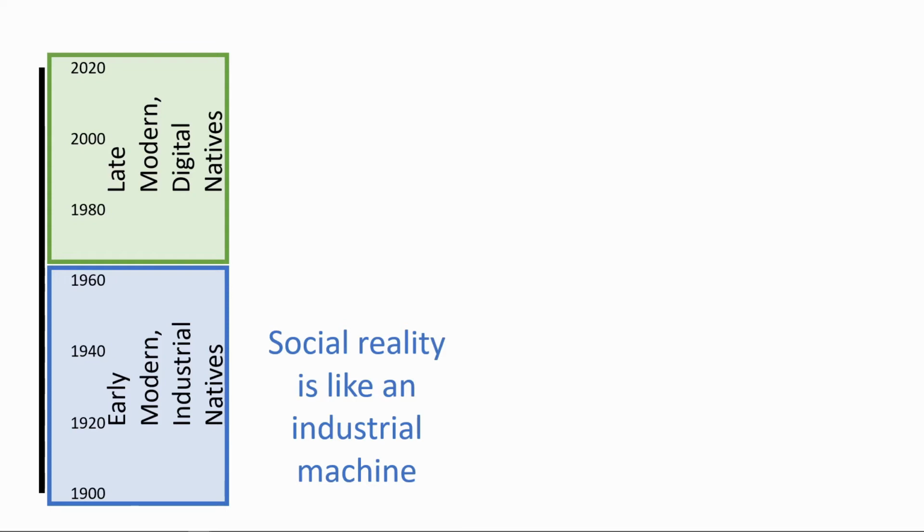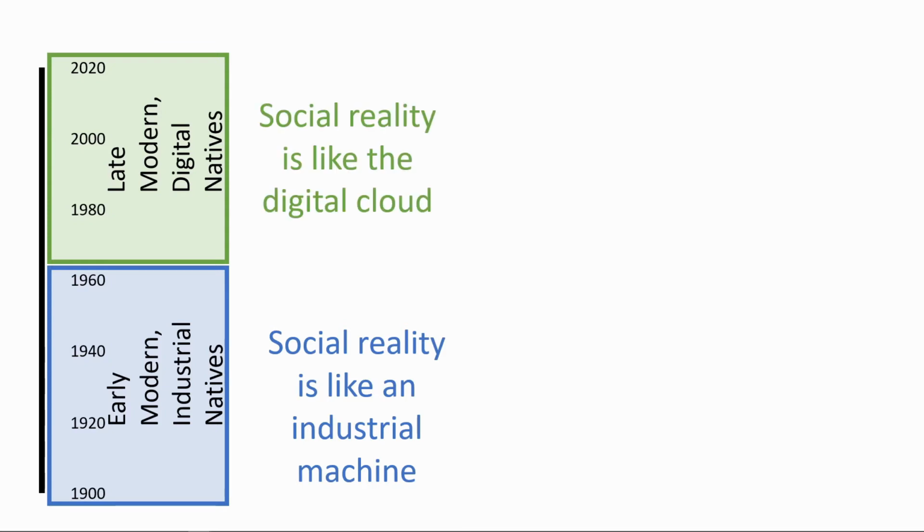The early moderns grew up with an economy, a political system, and everything else that operated more like a cog and shaft machine than the internet. The late moderns grew up with social systems that are more fluid and are more like the internet than an industrial machine. And this difference in their social arrangements is shaping their very understanding of the nature of reality.